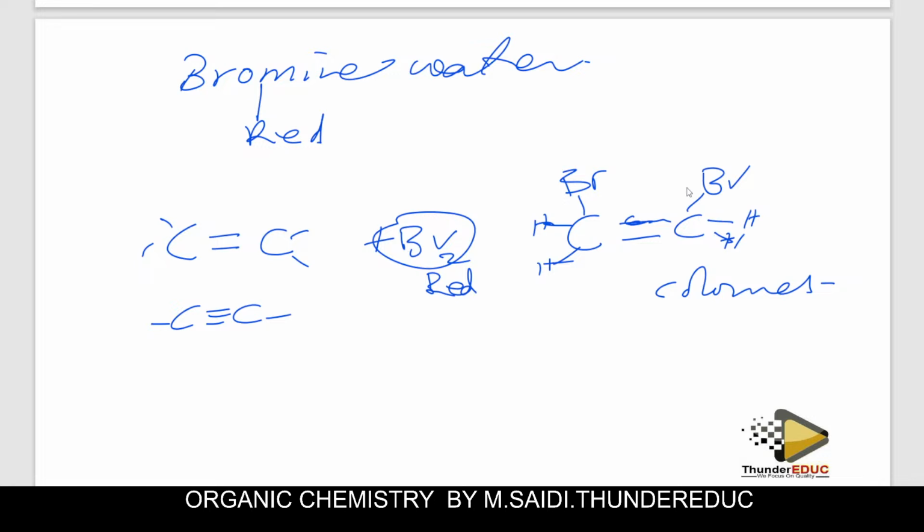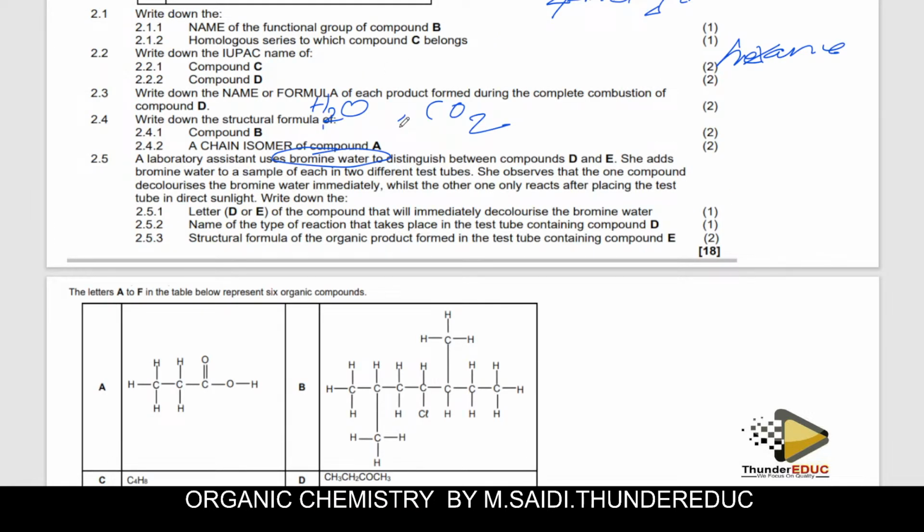So whenever they talk about bromine water, what comes into your mind? It must be that you are going to deal with saturated compounds and unsaturated compounds. Saturated compounds, when you add bromine, the bromine will remain red. But unsaturated compounds, when you add bromine, it is going to turn colorless. Why? Due to this reaction we have seen. All right, now let's go back to our question and see what story they are telling us, because we have already got the idea of what is going to happen with bromine water.